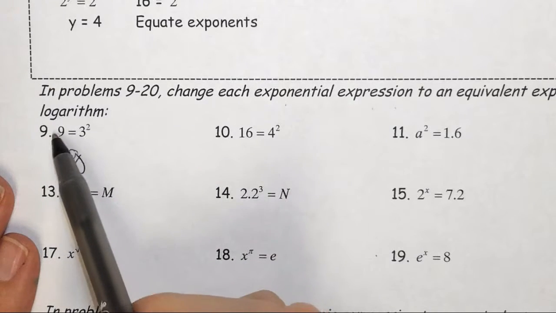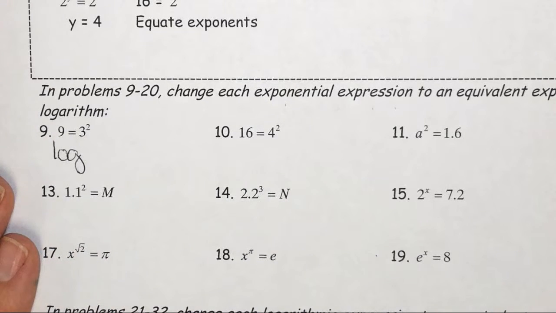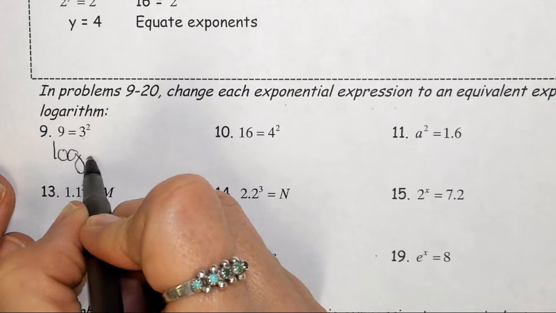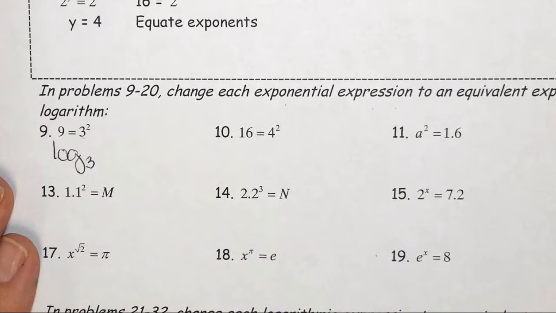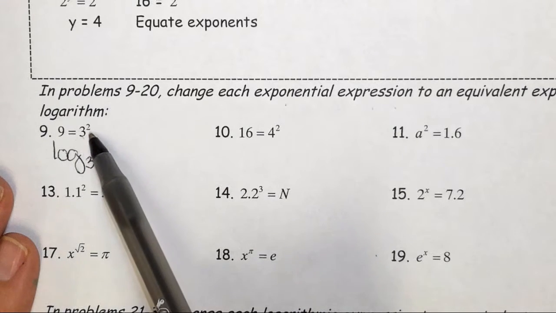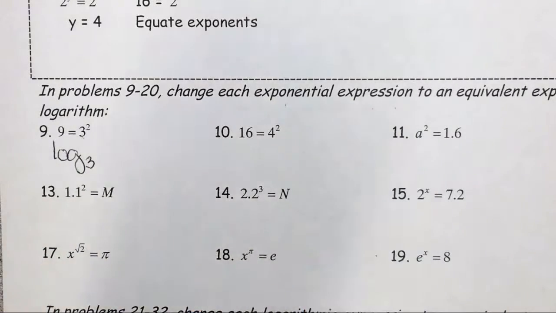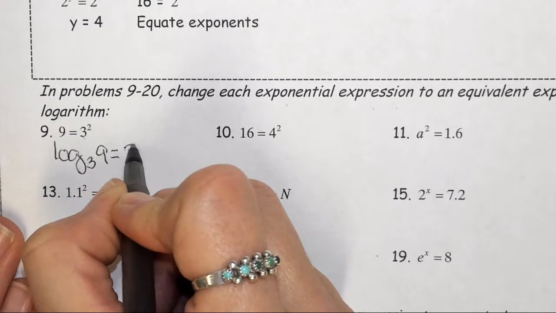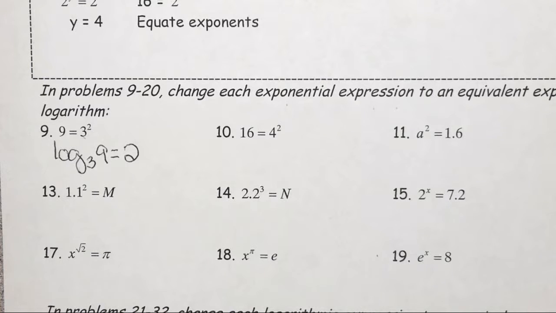Which number is the base out of these three? 9. What's being raised to a power? 3. So my base is 3. Remember, you write it like a subscript. And then the 3 was originally next to the 2, but I'm about to flip them. So now the 9 is going to be by the 3, and the 2 will not. They flip sides.